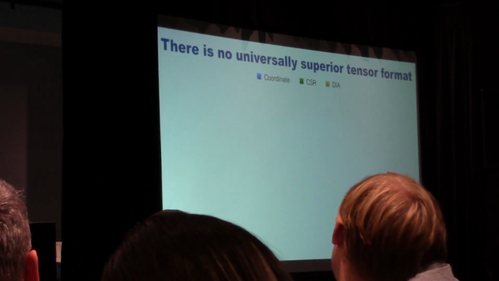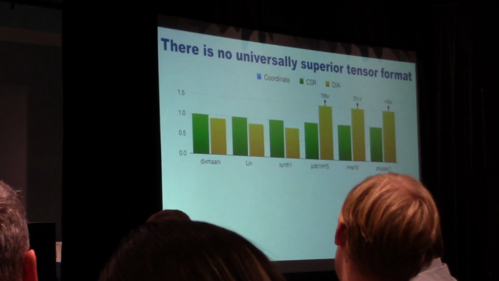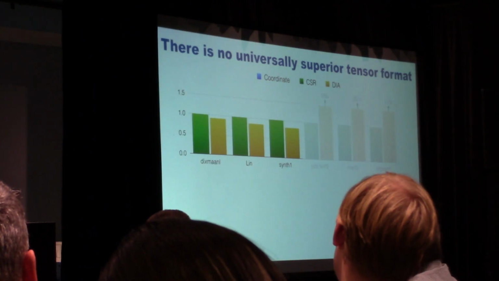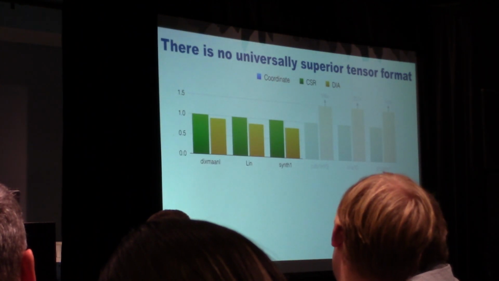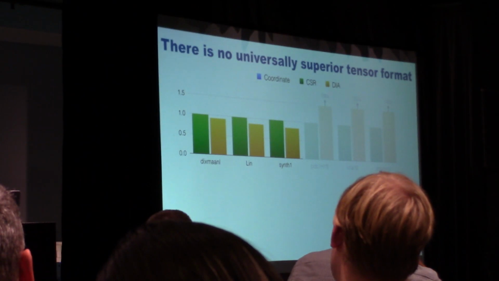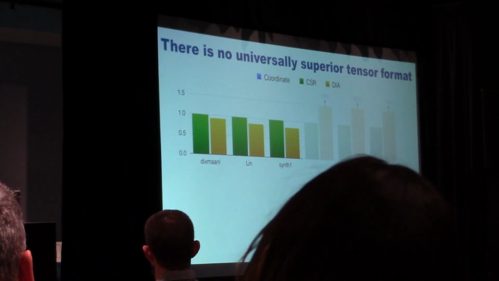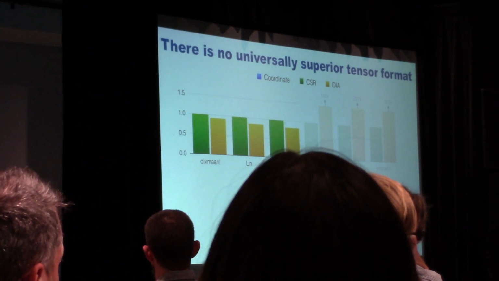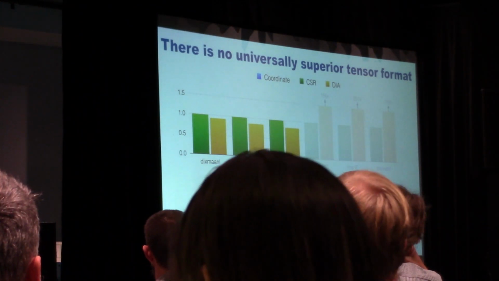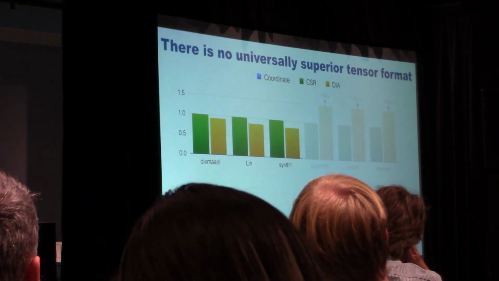So here's another way of looking at some additional representations: coordinate, CSR and DIA format. For certain matrices, basically CSR... by the way, I have a question, is this speedup or runtime? It's runtime. Sorry, I couldn't get this, I just copied the slide this morning from my student. So this is normalized runtime.